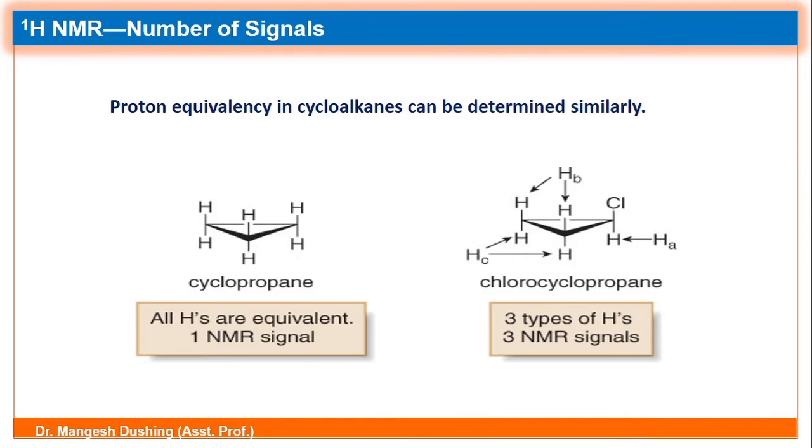But if one of the hydrogens is substituted with any other atom, then all these hydrogens become different types. So how many types of hydrogens are there? We will see. This hydrogen is particularly different because it is near the chlorine, while there are no other protons similar to this proton. So this is one type. Similarly, these 2 protons are equivalent because both have chlorine nearer. This hydrogen has a chlorine nearer, and this hydrogen also has a chlorine nearer.